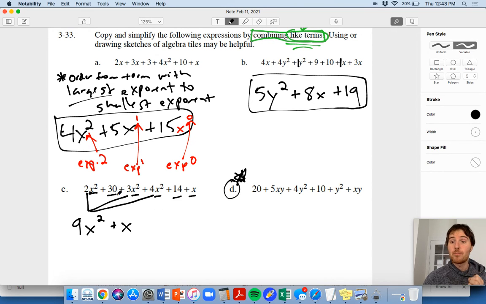We don't have a variable here. It's a number that doesn't change, right? X changes as you assign values to the variable. X squared changes as you assign values to that variable. Your constant here is 30, and this constant here is 14. So you're adding those two together, you're always going to get 44. And that's your answer to that one.